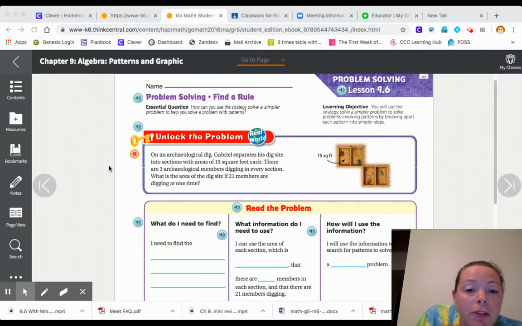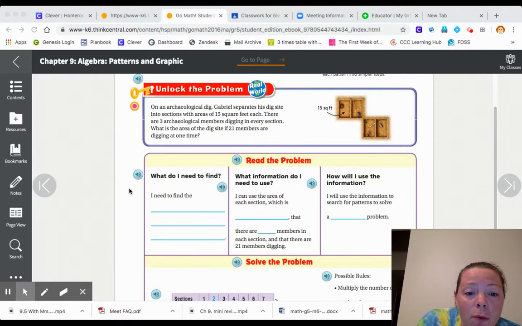On an archaeological dig, Gabriel, hi Gabe in 5MC and Gabe in 5B, separates his dig site into sections with areas of 15 square feet each. There are 3 archaeological members digging in every section. What is the area of the dig site if 21 members are digging at one time?